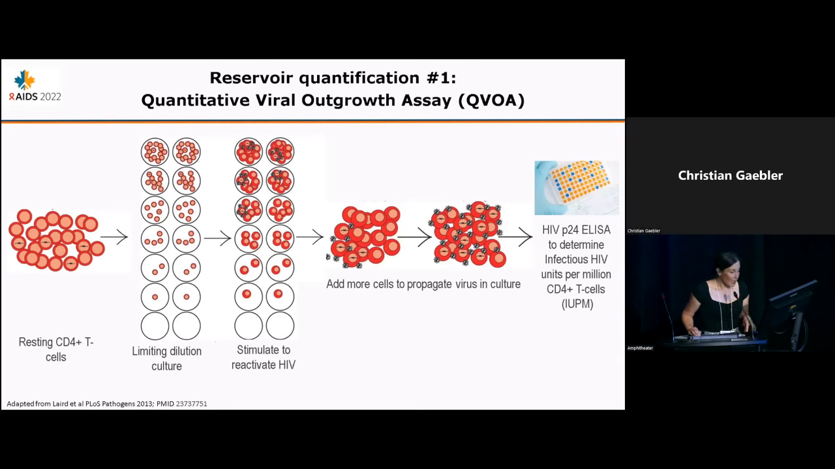This assay is the gold standard, but is laborious. It takes quite a bit of biological material. And as we heard this morning, it underestimates reservoir size because not all of the cells will reactivate in vitro.